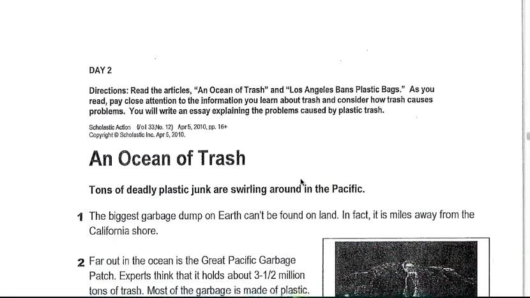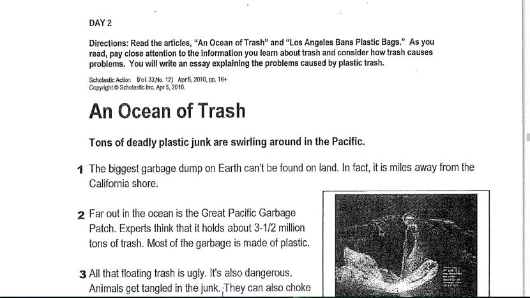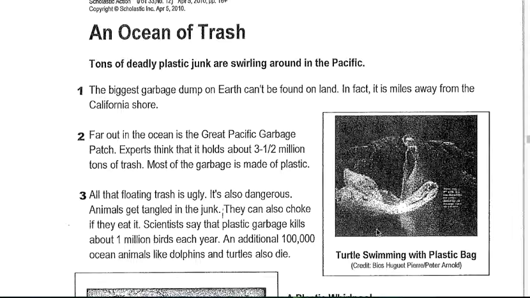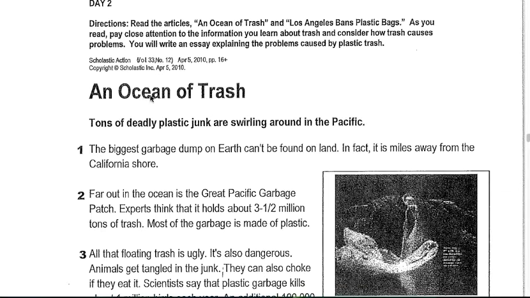So you're going to flip over. Now we're on this selection where you see the picture here. And I believe that's a turtle swimming. So I'm going to read the title. An Ocean of Trash. Tons of daily plastic junk are swirling around in the Pacific.